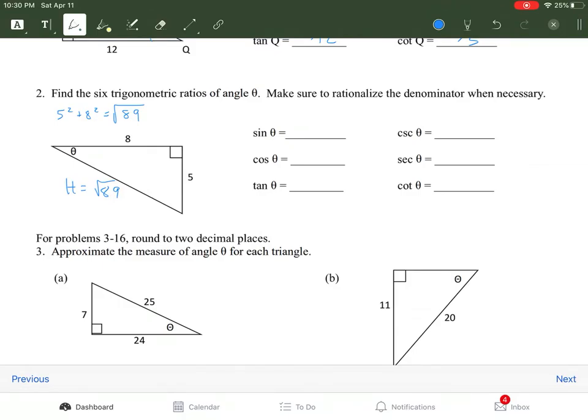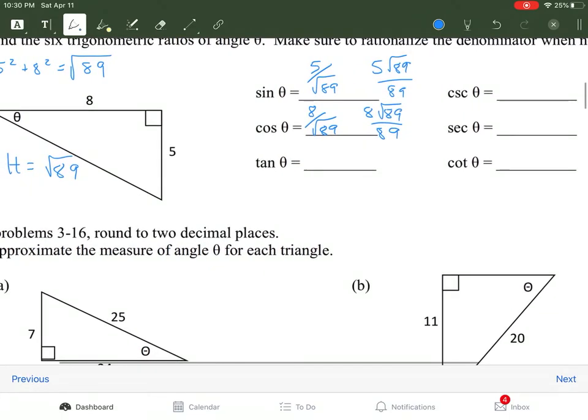If theta is our angle, we're going to write down the fractions. So the first one is 5 over the square root of 89. But you can't leave square roots in the bottom of your fractions, so you have to multiply it to the top, which gives you 5 square root of 89 over just 89. For cosine, the adjacent is 8 divided by the square root of 89. Again, you're not allowed to leave square roots on the bottom of your fraction, so you multiply it to the top. So you're going to have 8 square root of 89 over 89.